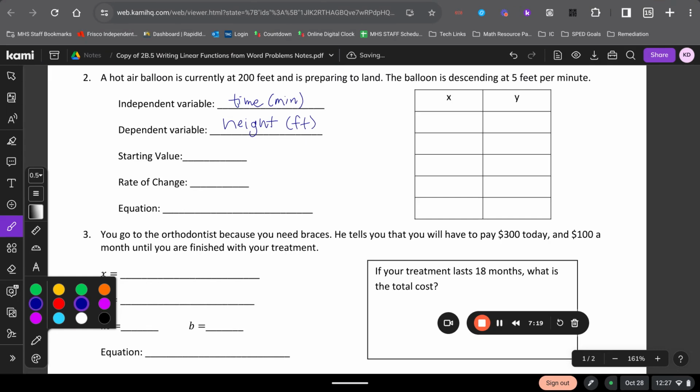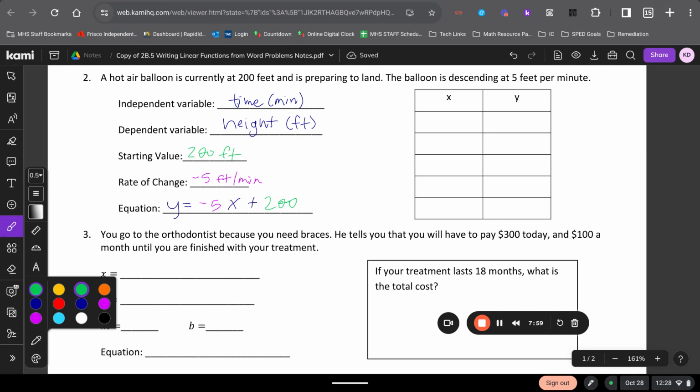And then our starting value, they tell us that it's currently 200 feet in the air. So that definitely sounds like our y-intercept. And then they tell us it's descending at 5 feet per minute. So that feet per minute, that's definitely our slope value. So 5, but the descending means it should be a -5 slope. So we have everything we need to go ahead and write our equation. So y is equal to -5x plus 200.